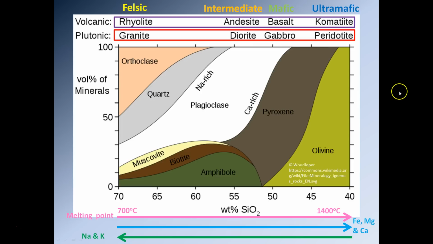So this means that when you melt mantle rocks to make an ultramafic or mafic magma, the magma you produce is going to be rich in iron, magnesium, and calcium. So mafic and ultramafic magmas are rich in these 3 elements compared to felsic and intermediate magmas, which form from different material, and therefore they have far less iron, magnesium, and calcium in them.